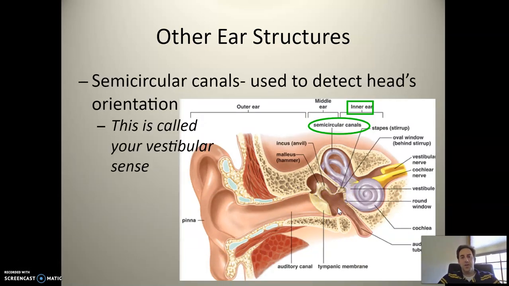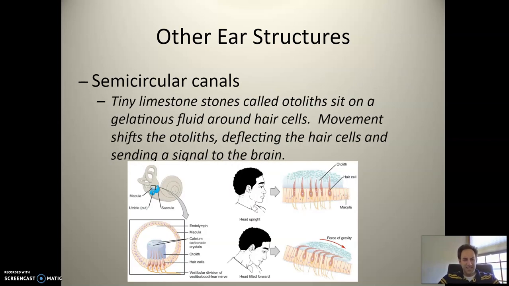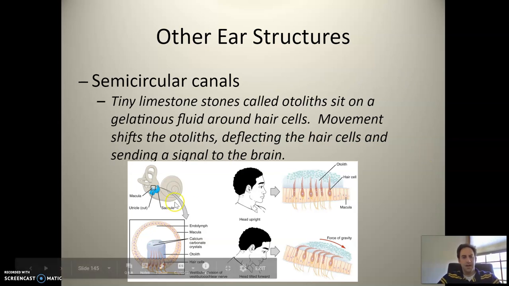The other set of structures are semicircular canals. These are three rings. You can't really tell from this picture, but they're at 90-degree angles to each other. This is how you can detect your head's orientation in space. It's also called your vestibular sense. And it's crazy. It sounds like I'm making this up, but I swear I'm not.